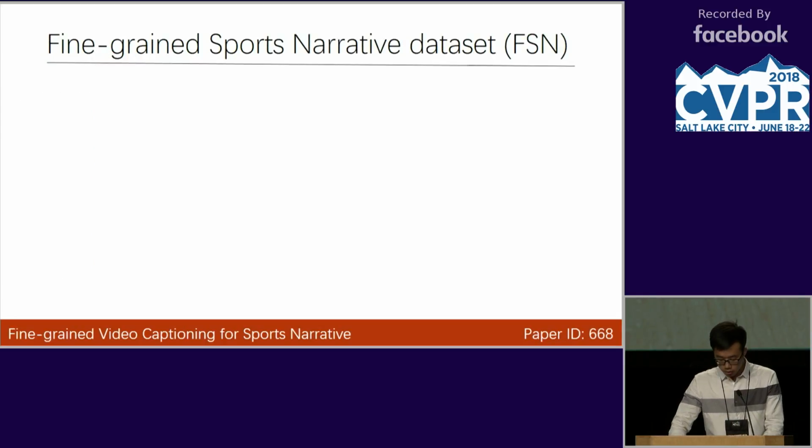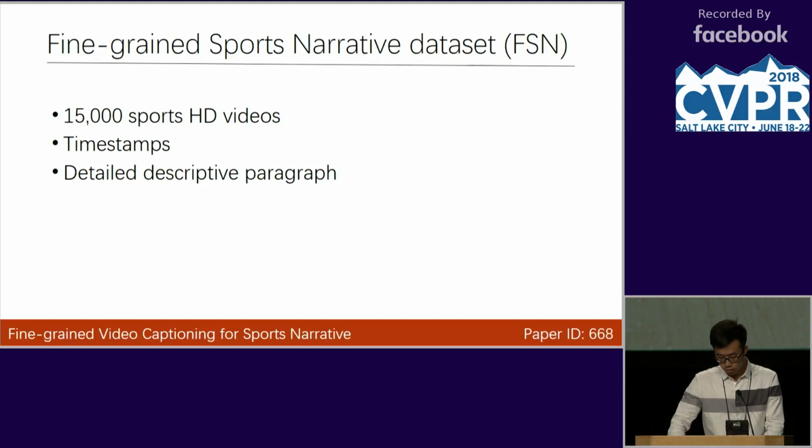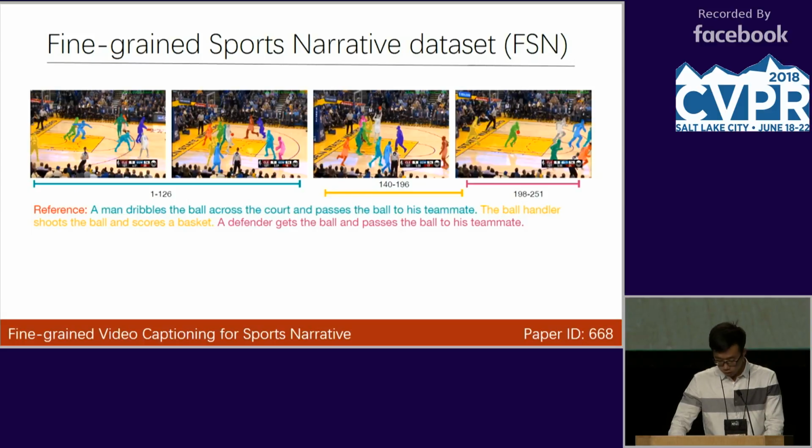Now we talk about our new dataset FSN. It contains 15,000 sports videos, and each video is annotated with timestamps, detailed descriptions, and segmentations. So this FSN dataset can be used for many tasks such as event detection, description, and segmentation. And we believe it can accelerate the emergence of other new tasks.